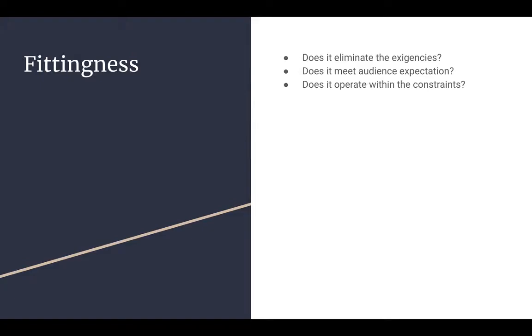The next question is, does it meet audience expectations? The audience has an expectation for every piece of communication, and if we're not meeting those expectations or meeting the audience where they are, then our chances of actually persuading them to action are very low. So we need to make sure we're doing that. And the final sort of basic question is, does it operate within the constraints? Does an artifact function around the things that could keep people from being persuaded and acting upon the exigence?